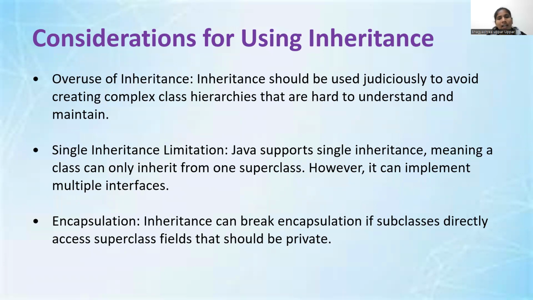Overuse of inheritance. Inheritance should be used judiciously to avoid creating complex class hierarchies that are hard to understand and maintain. Single inheritance limitations. Java supports single inheritance, meaning a class can only inherit from one superclass. However, it can implement multiple interfaces. Encapsulation. Inheritance can break encapsulation if subclasses directly access superclass fields that should be private.